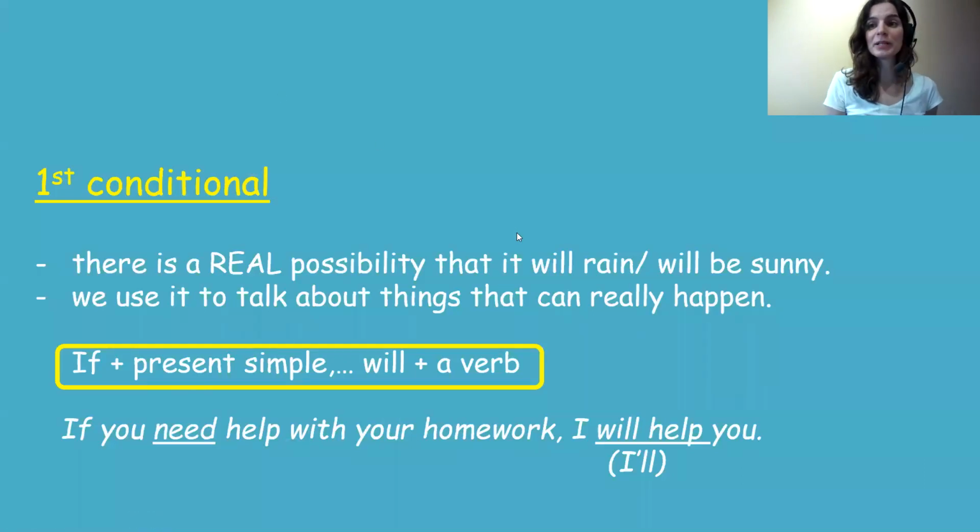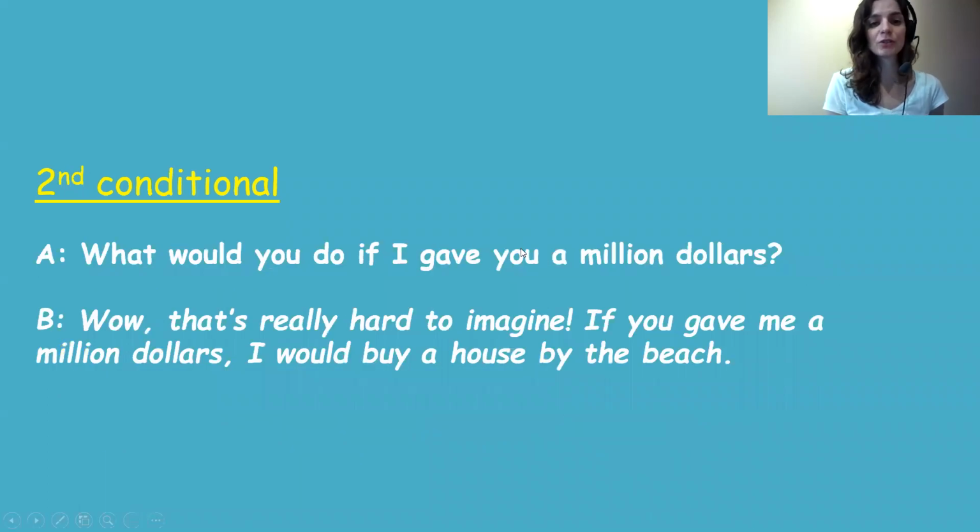Cool, guys. I hope it is clear, so that now we can have a look at the second conditional. Let's again have a look at the conversation here. A says, "What would you do if I gave you $1 million?" And B says, "Wow, that's really hard to imagine. If you gave me $1 million, I would buy a house by the beach."